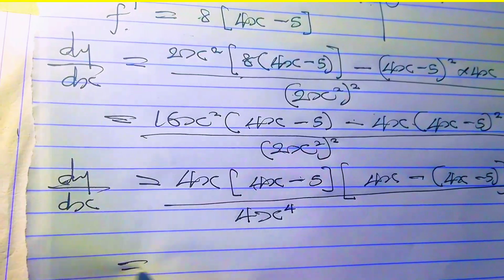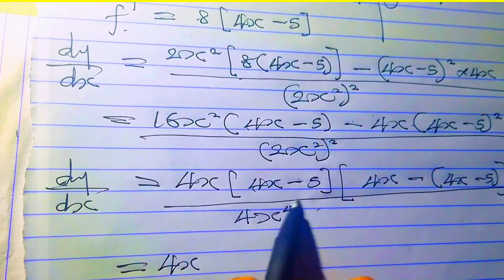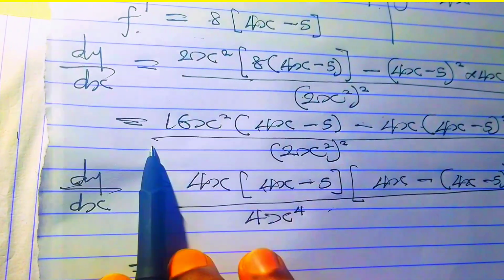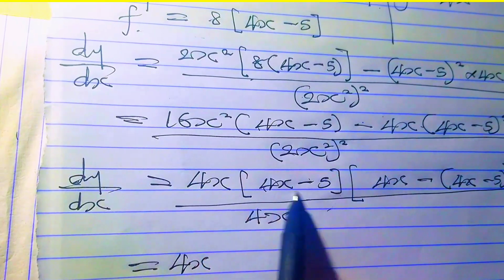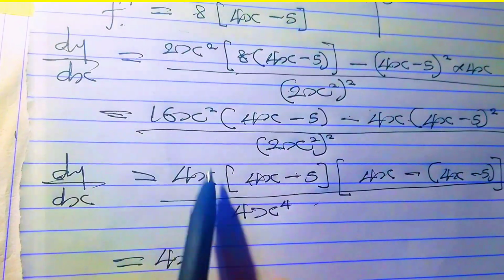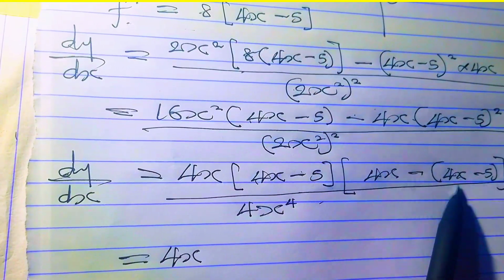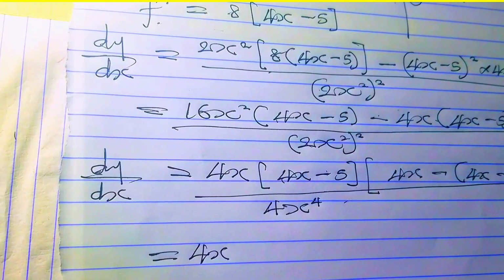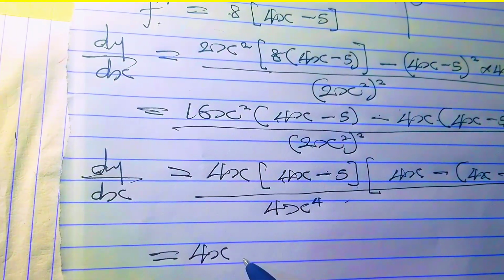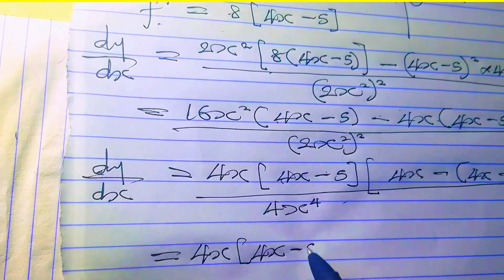And therefore, we can have 4x. What I actually did there was to use 4x, which is a common factor, to factorize 4x and 4x minus 5 out of everything there. So I'm left with 4x here minus 1 of this. So I use these two to factorize the numerator. And in that case, we have 4x in a bracket, 4x minus 5.